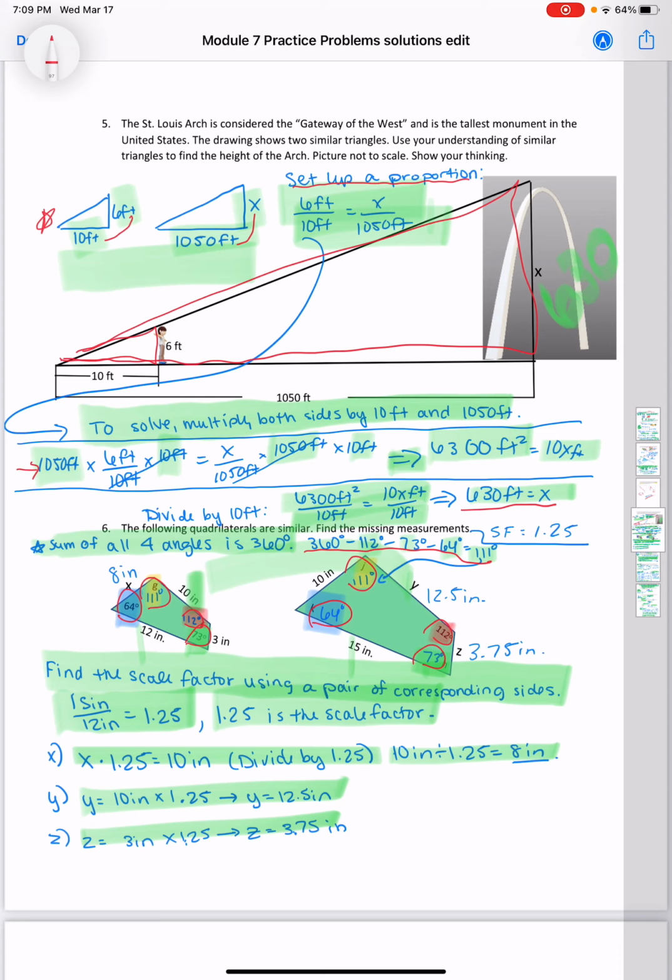Okay. For the side lengths, I want to find the scale factor using a pair of sides that correspond, that match up, where I know both values.